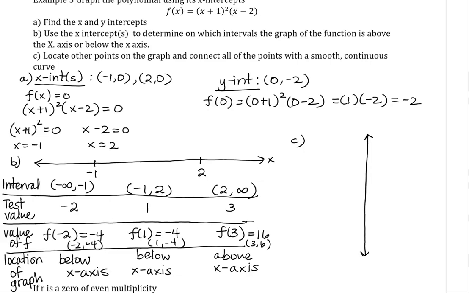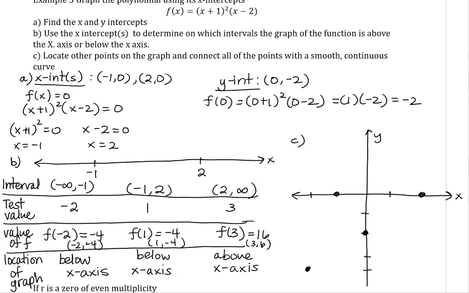So we already knew that we had an x-intercept at the point (-1, 0) and another x-intercept at the point (2, 0). I'm just going by ones on both of my axes, and a y-intercept at (0, -2). I'll go ahead and include the other points that we have. We have a point of (-2, -4). I need to make my y-axis a little bit longer so we can get down to -4.